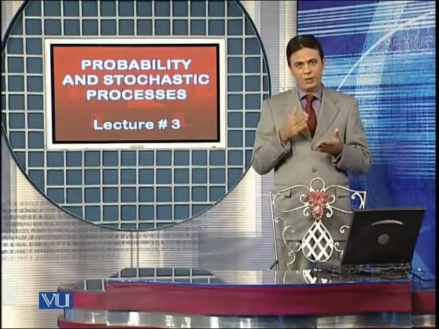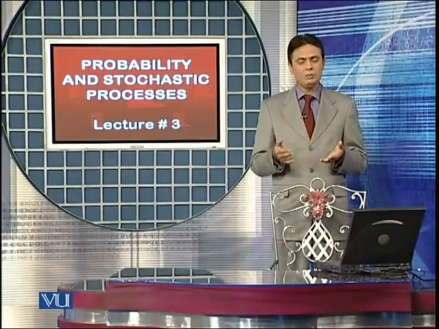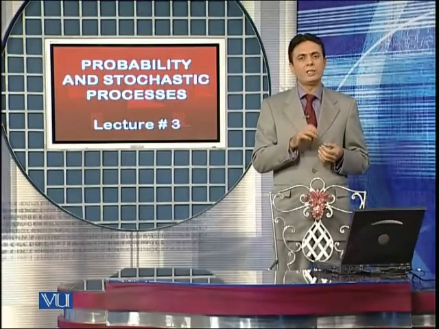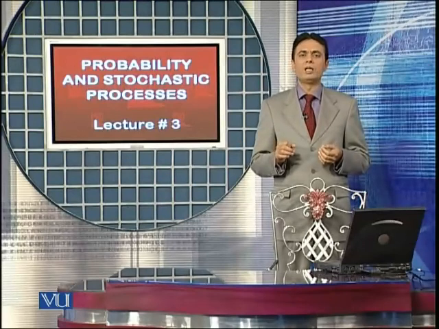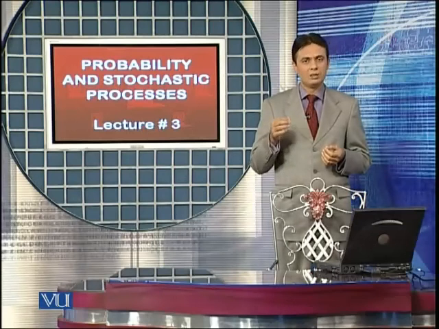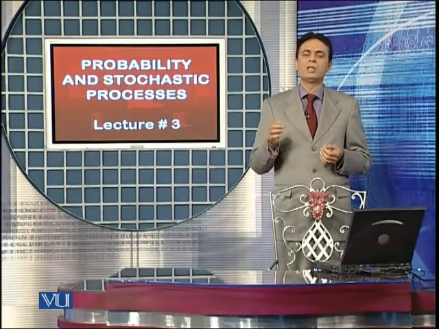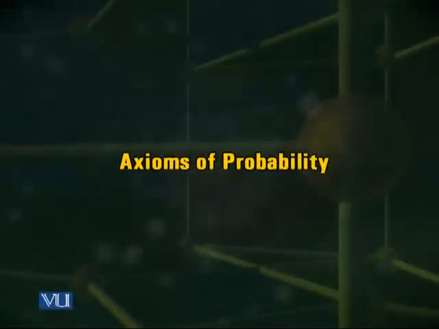So, for finite and countably infinite sample spaces, we take all possible subsets and assign probabilities to them. And for uncountably infinite sample spaces, we take those subsets which are meaningful and well-behaved, and assign probabilities to them. When we assign probabilities to subsets of the sample space, this assignment should follow certain rules. These rules are called axioms of probability.